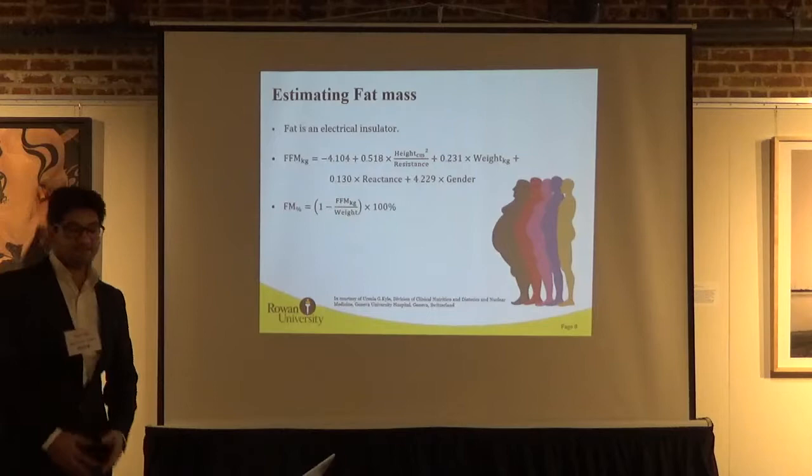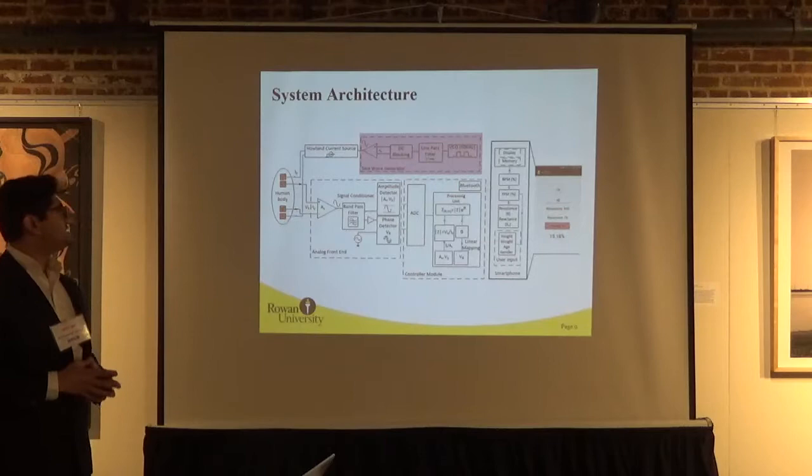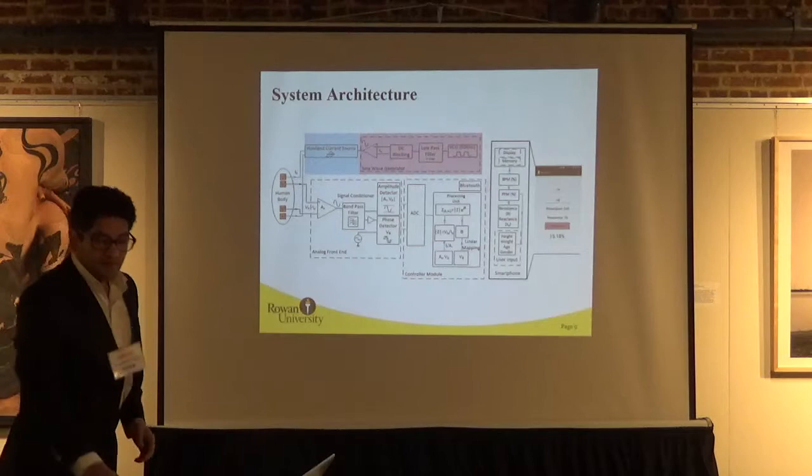So this is the system architecture of the device that we have designed. Initially, we have a sine wave generator, which generates a sinusoidal signal of 50 kilohertz. After that, it's the most important part of the system, which is the Howland current source. Its responsibility is to provide the safe amount of electrical current to the human body. Then the design system interfaces with the human body by using four electrodes.